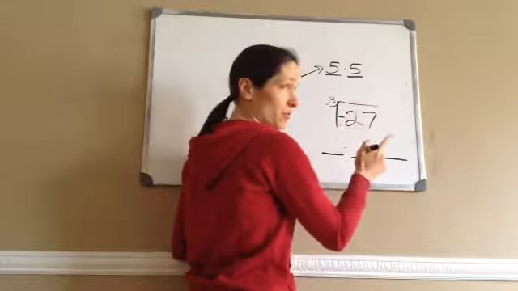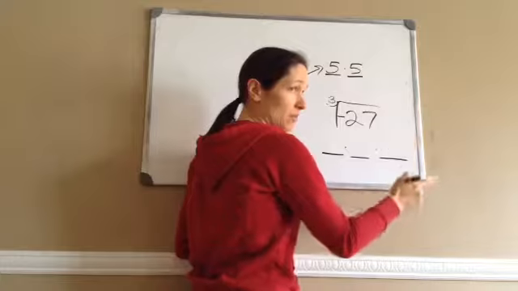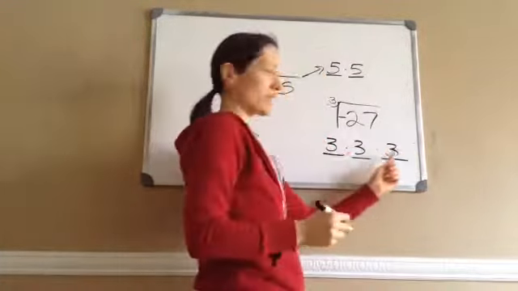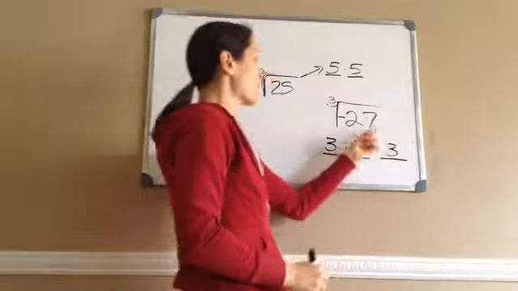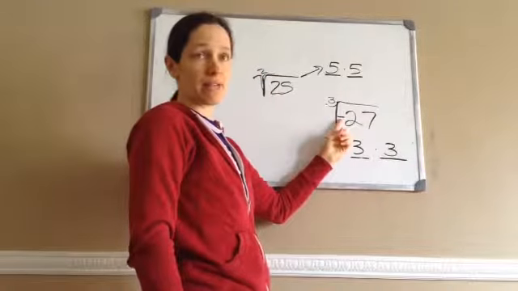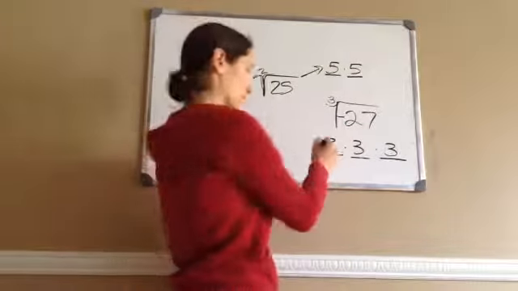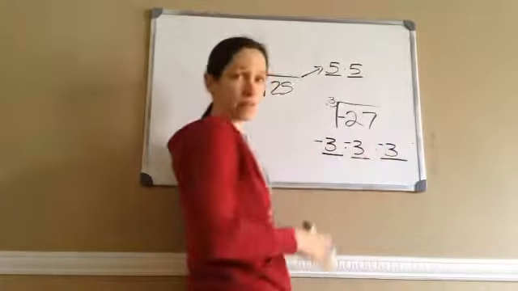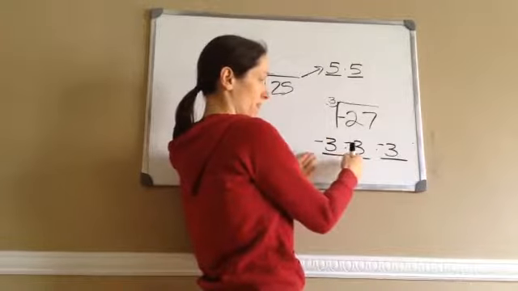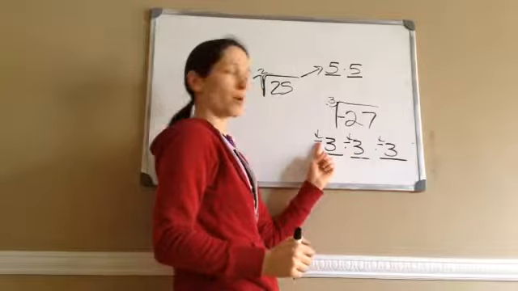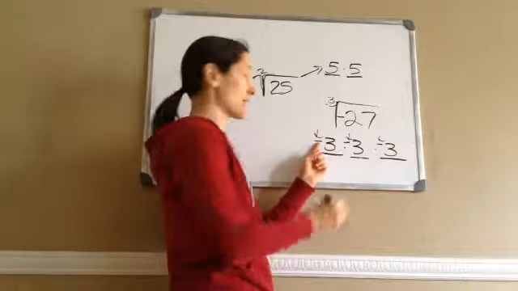I know that 3 times 3 is 9, and 9 times 3 is 27. So the answer is going to be 3. 3 times 3 times 3 equals 27. But I want it to be negative 27. What do I need to do? Negative 3 times 3 times 3. It's going to be negative 3 times negative 3 times negative 3. No, because then that'd be positive. Oh, yeah, because there's an odd number of negatives, which means the answer is negative.